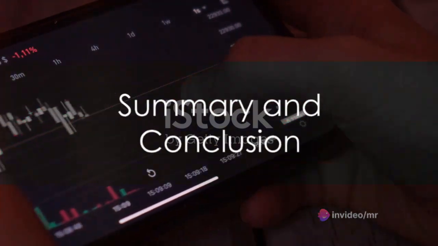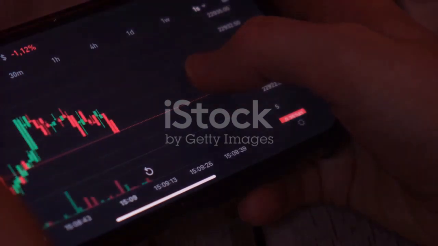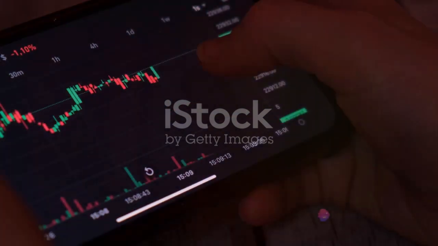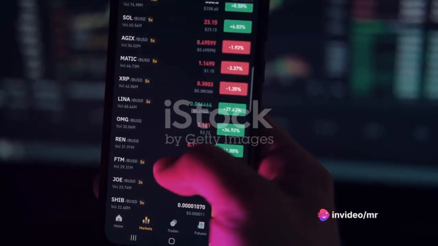To summarize, trading on Binance involves a few key steps. First, sign up and secure your account. Second, deposit funds. Third, choose a trading pair. Fourth, place an order. And last but not least, keep an eye on the market and your investments.